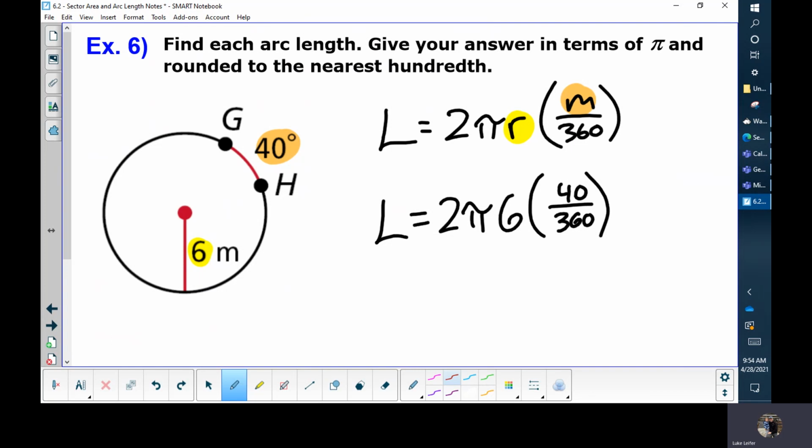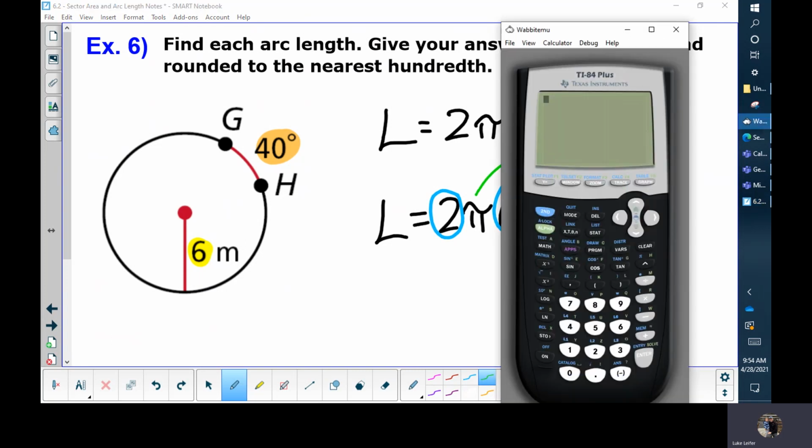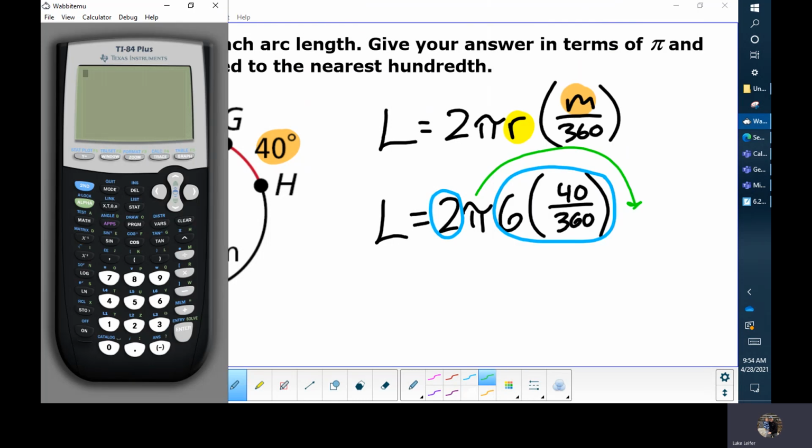Now, so we don't make tedious errors in reducing fractions, let's let the calculator figure out our fraction for us. But again, I don't want pi in my calculations for my exact answer. So I need to include this 2 and all of this stuff. Okay, it's almost like I'm taking this term pi out of the equation and moving it over here to the right. So in my calculator, I'm going to do 2 times 6 times 40 divided by 360, enter, and I get that.